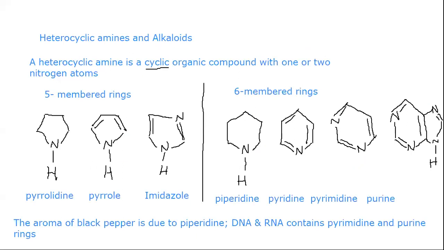Next, 18.23. It's Ritalin. Ritalin is a stimulant used for ADHD. And they're asking for the heterocyclic amine. I'm looking for a ring with nitrogen, and there is only one ring with nitrogen, and that ring is on the right-hand side. That ring is a 6-membered ring with nitrogen. A 6-membered ring with nitrogen with no double bonds is piperidine.